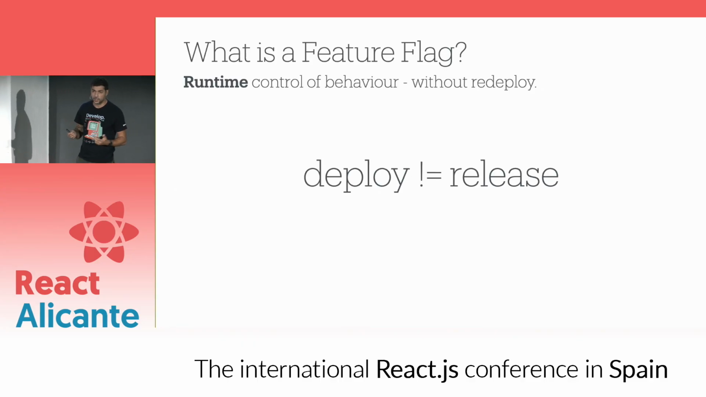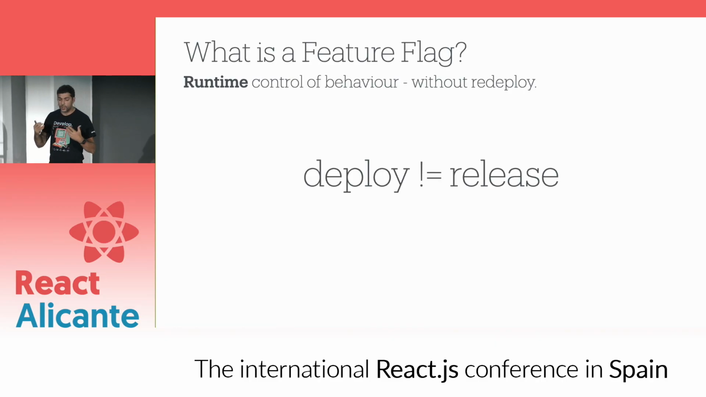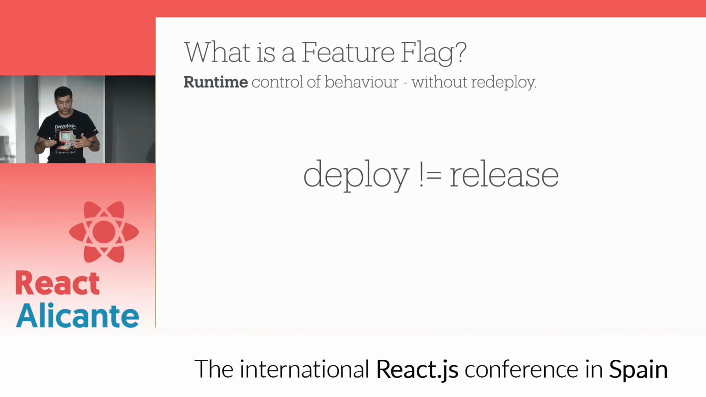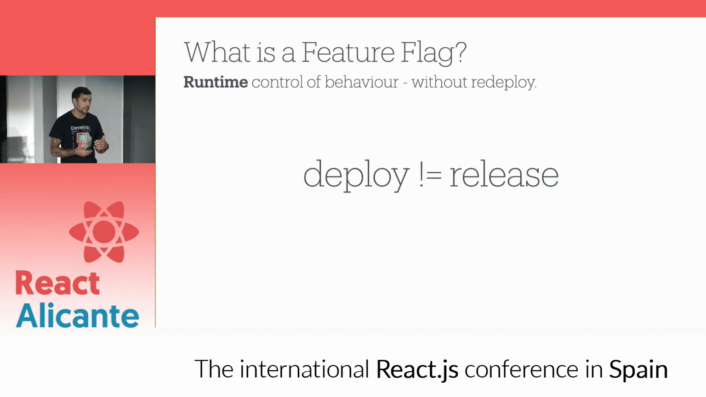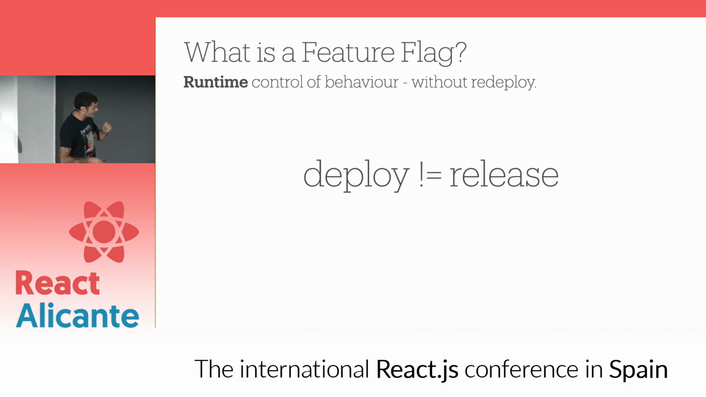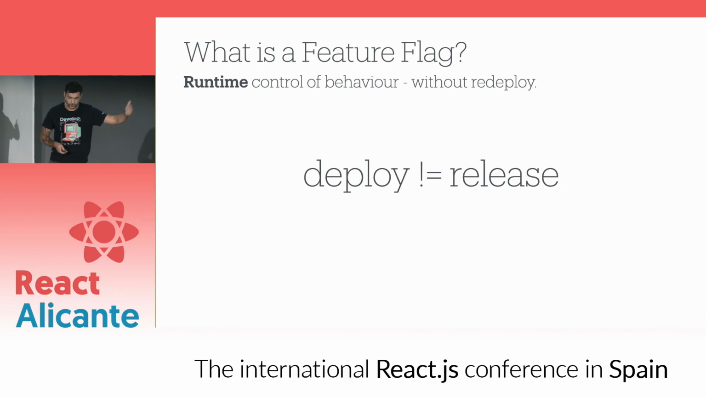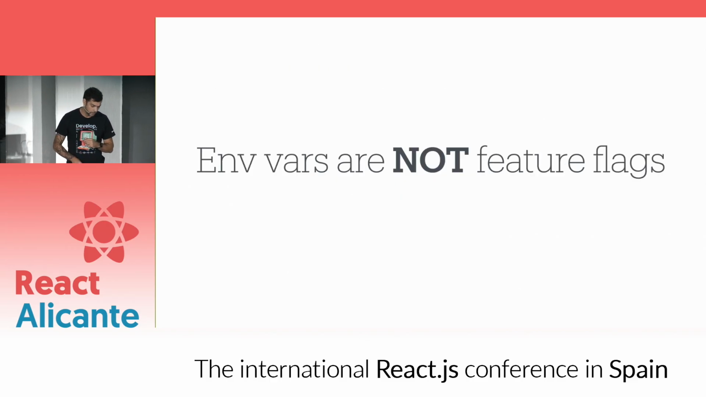First, what is a feature flag? A feature flag is a runtime decision that changes app behavior. Basically, runtime control of behavior without the need for a redeploy. And sometimes we mix these two terms, like deploy is different from release. Deploy is a technical term, meaning that you as a developer ship code to production. Release is more like a business product term. Your user sees some new feature. And this is important, to decouple these concepts, deploy from release.